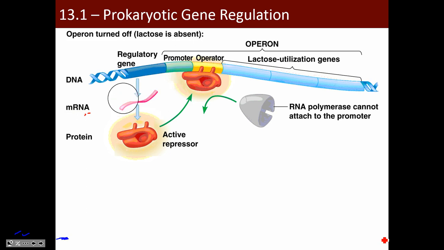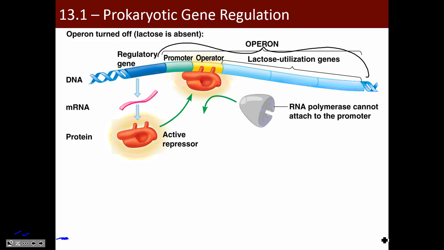Clean that up. The regulatory gene is outside of what we call the operon. And the operon is all of this: the promoter, the operator, and the 3 lactose utilization genes.